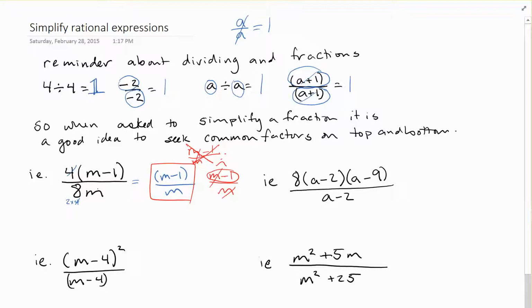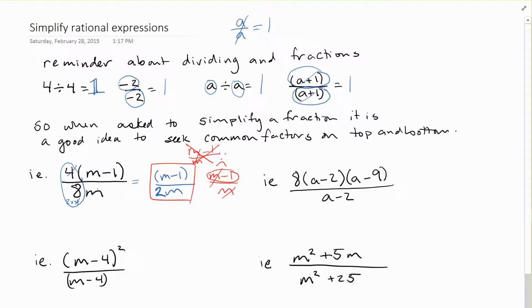We'll see that again as we go on. So in this case, the only thing that was common was the 8 and the 4, the idea that 4 over 8 simplifies to 1 over 2. Oops, I forgot my 2. Sorry if that's been bothering you. Yes, I should have a 2 on the bottom: m minus 1 over 2m.